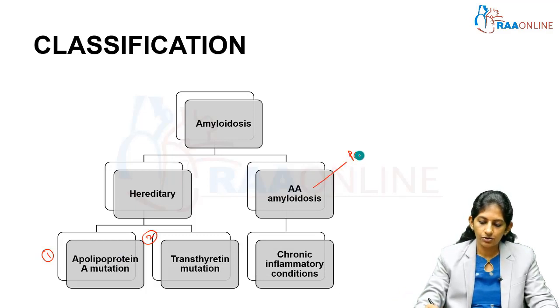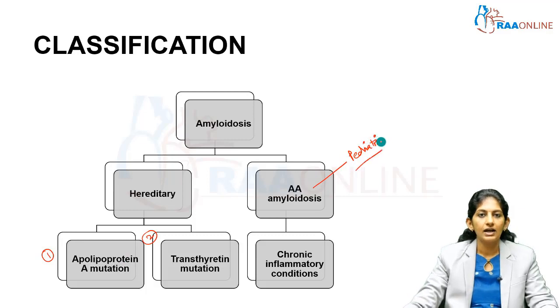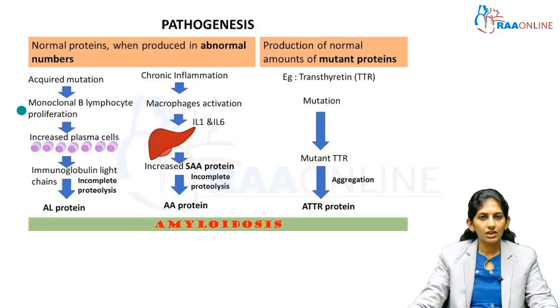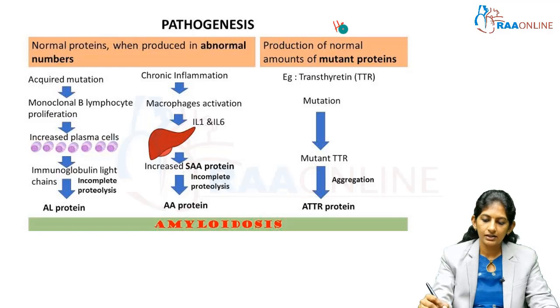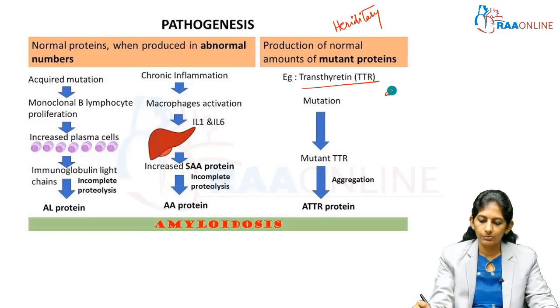This AA amyloidosis is the only type of amyloidosis seen in the pediatric age group. So, the pathogenesis behind amyloidosis we will just see. So, this one is the hereditary amyloidosis. Because of a transthyretin or an apolipoprotein A mutation, mutant proteins will be produced.